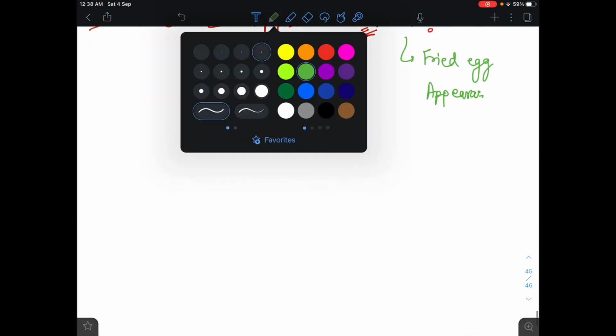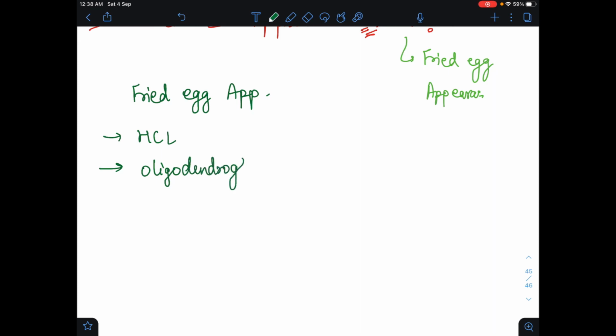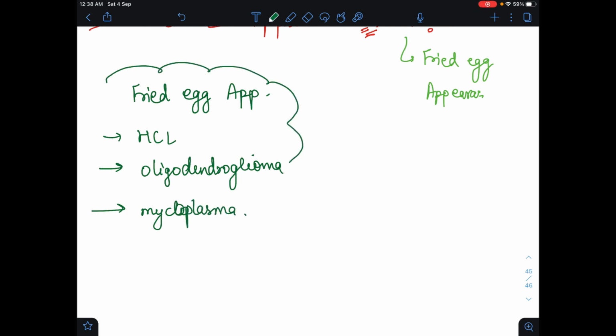Now I am going to tell you some important questions which were very important. Can you also tell me where else we find the fried egg appearance? Here is one table: fried egg appearance is seen in hairy cell leukemia, in the brain tumor oligodendroglioma, and in mycoplasma also we see the fried egg appearance. So this is one table about the fried egg appearance.